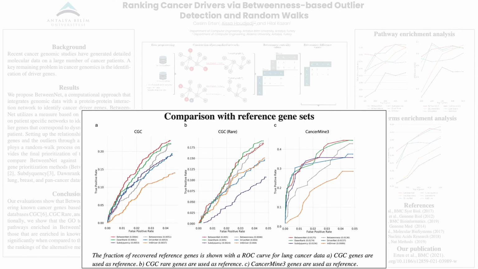We are comparing our method against state-of-the-art cancer gene prioritization methods. Here we have BetweenNet, DriverNet, Subsequency, DawnRank and Interdrivers methods on lung cancer, breast cancer, and pan-cancer. Here we are showing the results based on the lung cancer dataset. As we can see, our method BetweenNet is outperforming the other methods overall in the evaluation.